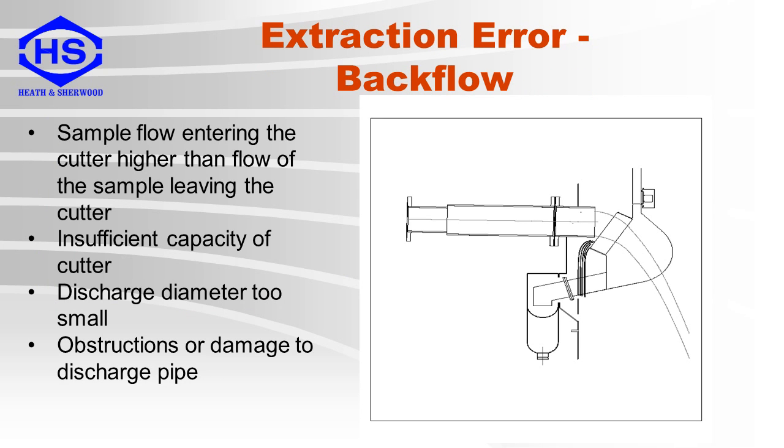Backflow out of the cutter is another extraction error. Here you can see the sample flow entering the cutter is higher than the flow of the sample leaving the cutter. This could be due to insufficient capacity of the cutter, or the discharge diameter is too small, or maybe there are obstructions or damage to the discharge pipe. Process control samplers, launder and pressure pipe, also have these backflow issues. This will be discussed further in future videos.